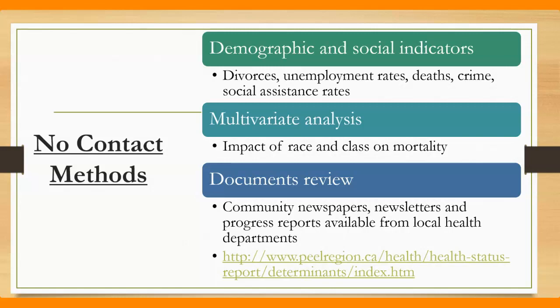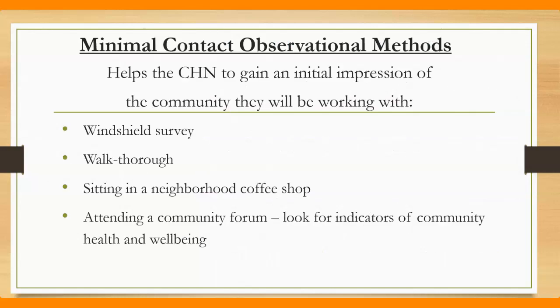So for example, looking at the population, unemployment rates, deaths, crimes, divorce. We can look at the impact of race and culture and mortalities. Documents, reviews, newspapers, newsletters, local health departments. So that's non-contact, as in you will go out to the source, and even the example that I gave you about going to the York Region Police Department to look at crime rates.